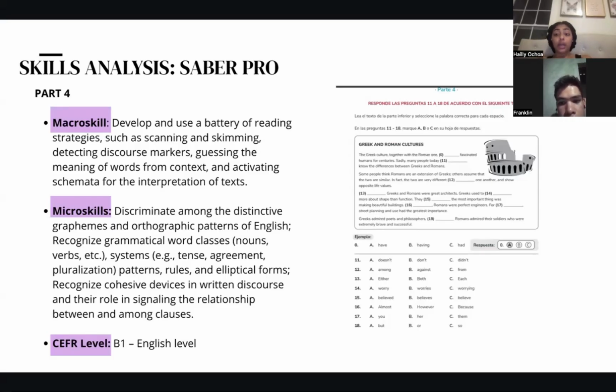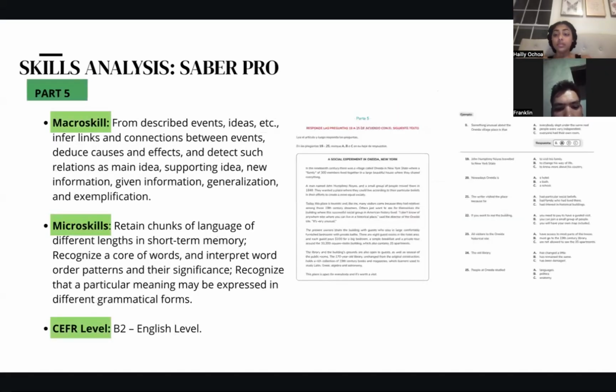Moving into Saber Pro, Part 4 demands a higher linguistic mastery at B1 level. A student must utilize scanning and skimming strategies while recognizing cohesive devices and complex morphosyntactic systems in historical or cultural texts, such as those regarding Greek and Roman cultures. In part number 4, as macro skills, we have developed and used a battery of reading strategies such as skimming, as I said before. In the micro skills, we have discriminating among the graphic and orthographic patterns of English, recognizing grammatical word classes, nouns, verbs, and others. And the CEFR level is, of course, B1.